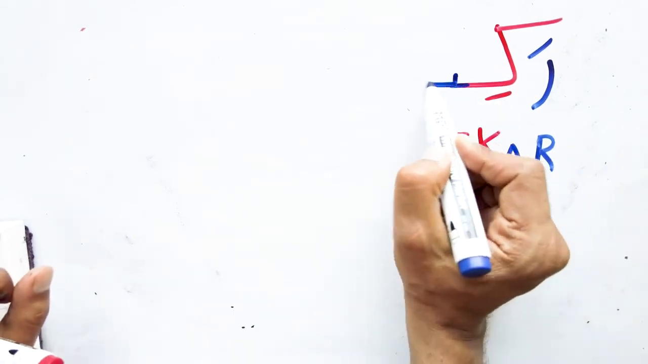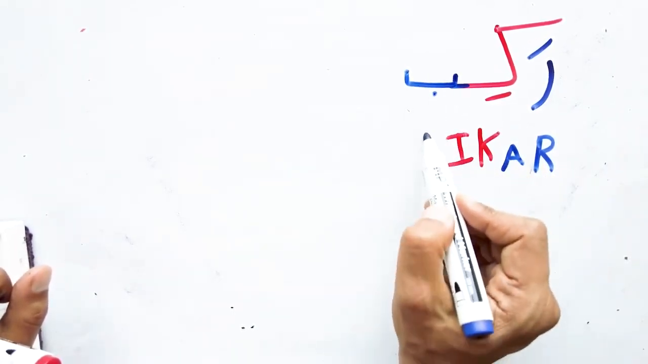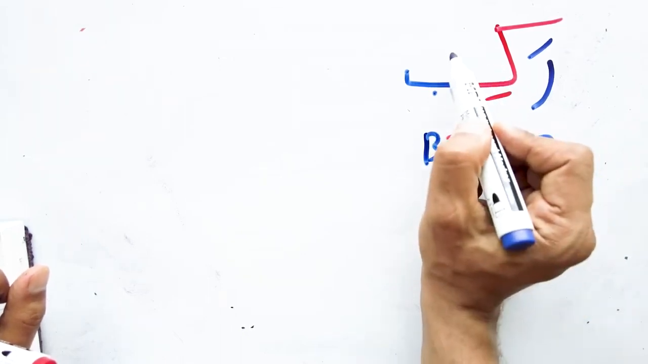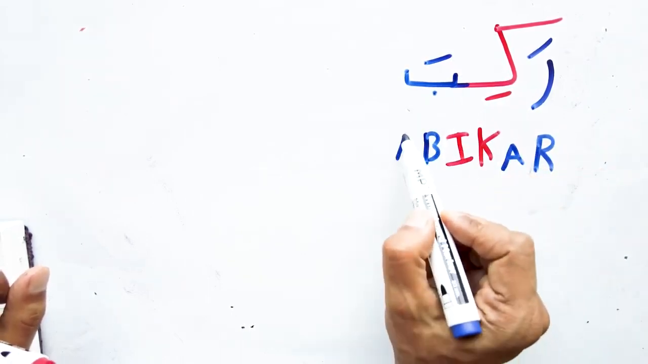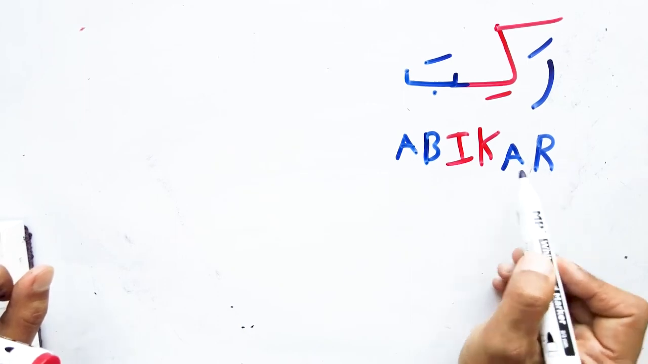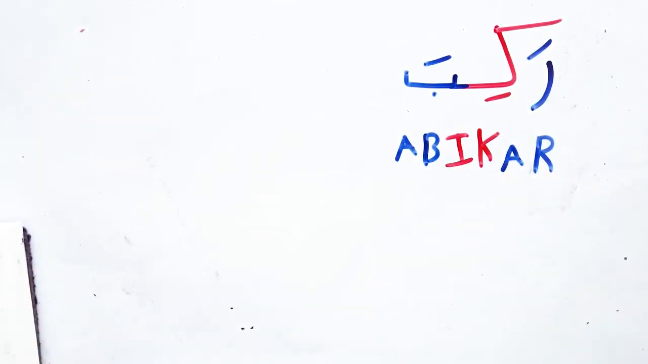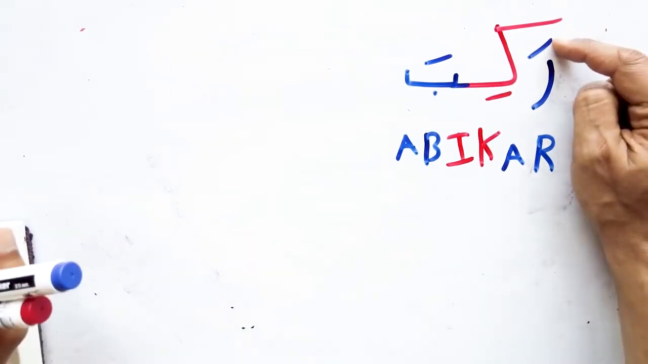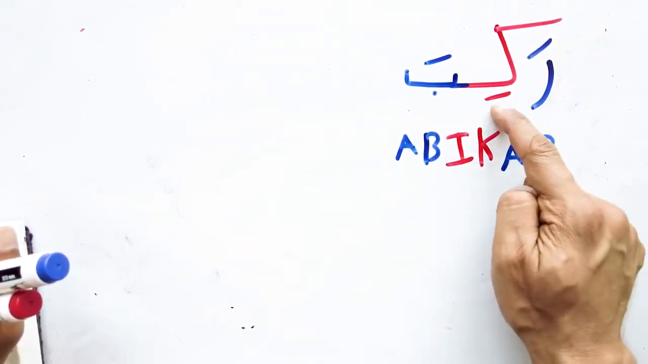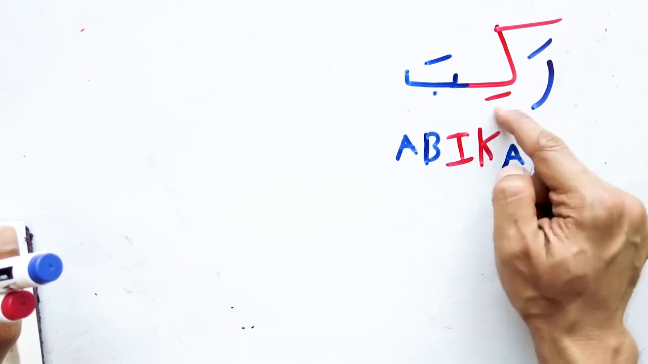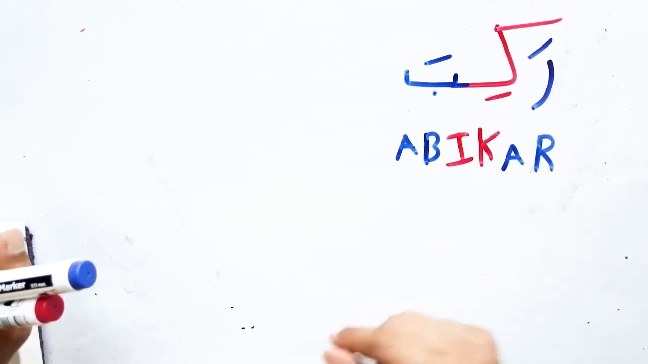ba. This mark sounds like B, and with this mark on the top, it sounds like A. So now read with me: ra ki ba, rakiba. This mark in the top, its name is fatha, it sounds like A, and this one under, it's the same one, but it is under, it sounds like I. Rakiba.